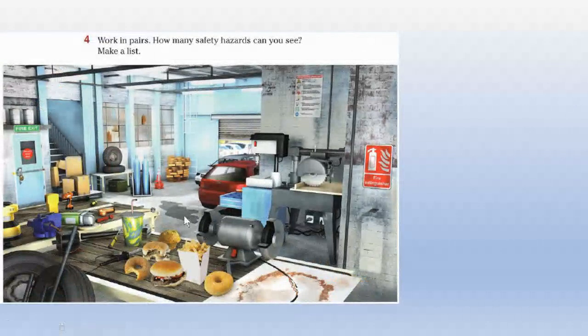Look at the floor. You are a safety inspector. You saw a safety hazard here, so you would start with there. This is what? Liquid. Liquid means, as you can see in the picture, something like water. But I don't know what kind of liquid. Is it water, milk? So this is the general word, liquid. We'd say there is.